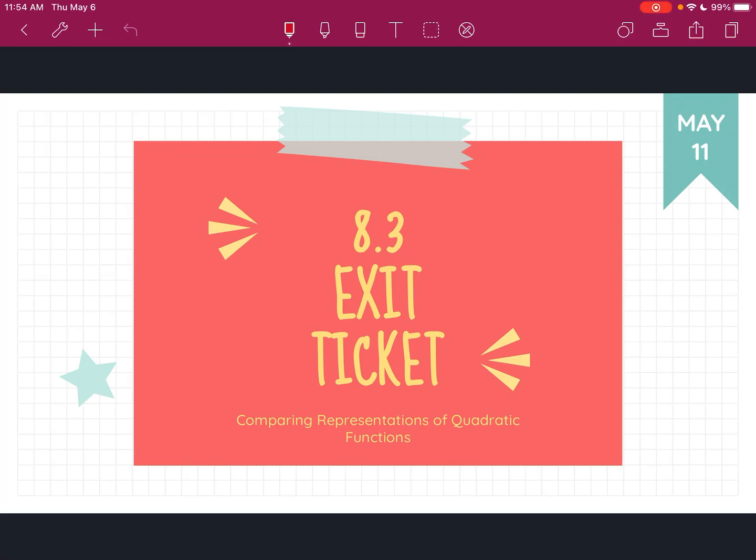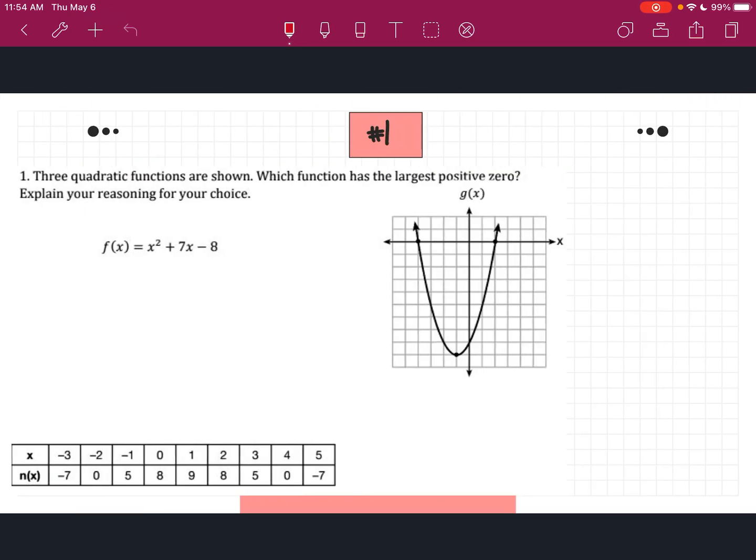This is the 8.3 exit ticket, where we will be comparing representations of quadratic functions. Number 1, 3 quadratic functions are shown. Which function has the largest positive zero? Explain your reasoning for your choice.